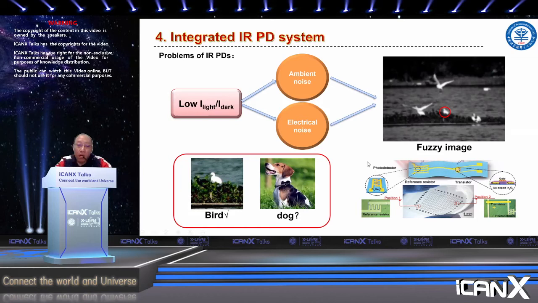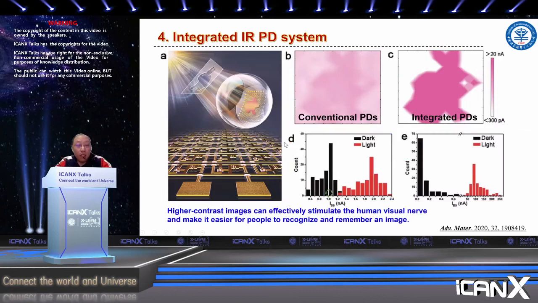So how to improve this on-off ratio? We introduce the transistor integrated photodetector. With this transistor integrated, we can enhance the on-off ratio of the infrared systems. Then we can get a very clear image. Here I show the result for a conventional photodetector. Here is the result for the integrated photodetector.